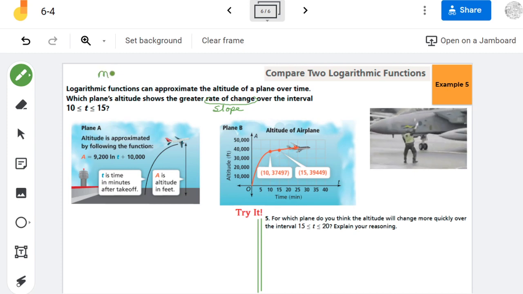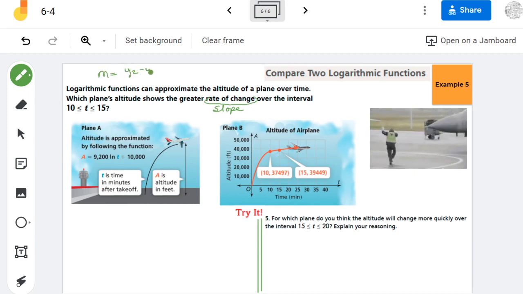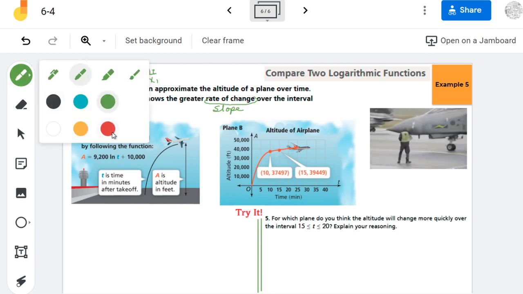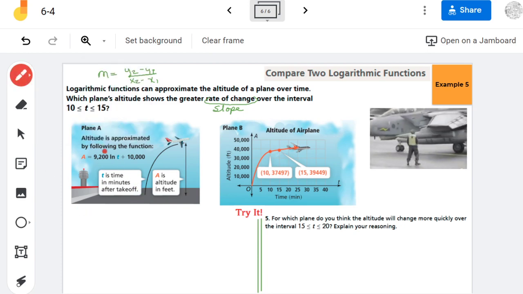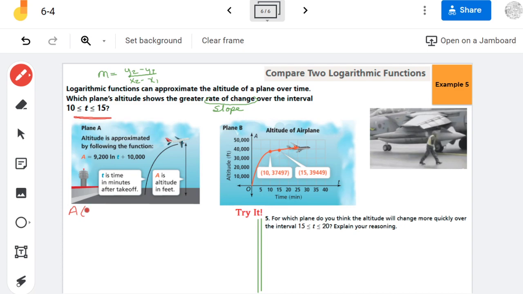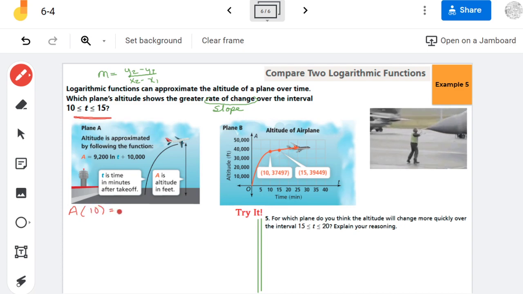Remember, the slope formula is the change in the y value divided by the change in the x value. So we need to find our change in y and our change in x. For plane A, because I'm trying to find between 10 and 15, I'm trying to find a of 10 and a of 15.